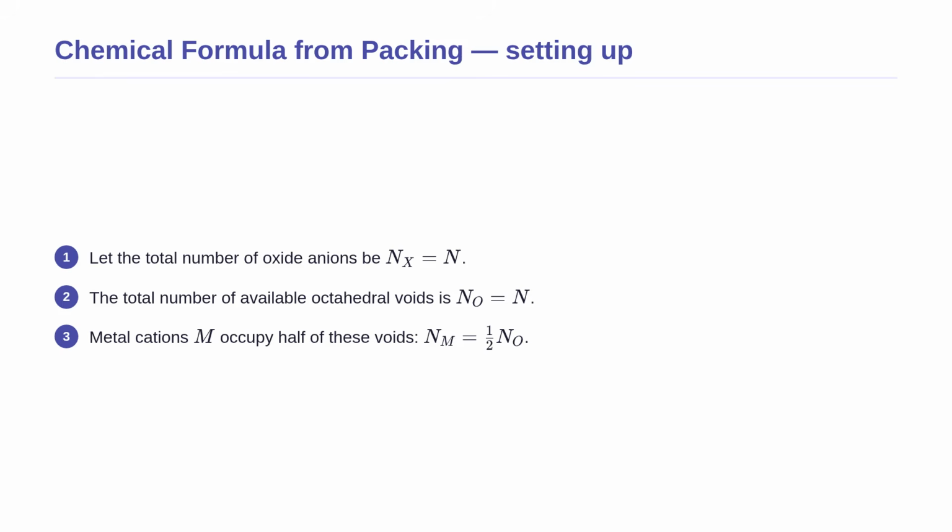Now that we have our void formulas, let us apply them to a classic problem. In a certain compound, oxide anions form a closed-packed lattice, and metal cations, M, occupy exactly half of the available octahedral voids. What is the simplest formula? We start by letting the total number of oxide anions equal the variable N. Using our established rule, the total number of octahedral voids is also exactly N. The problem states the metal cations only occupy half of these voids, so we multiply the total voids by 1/2.